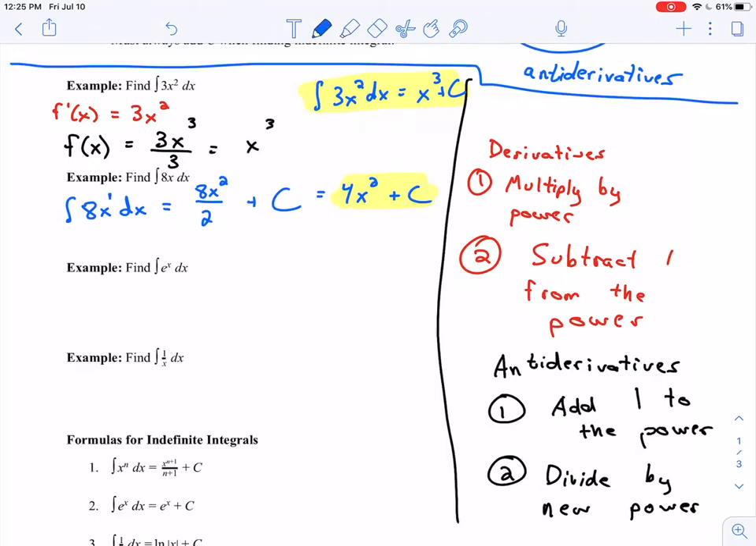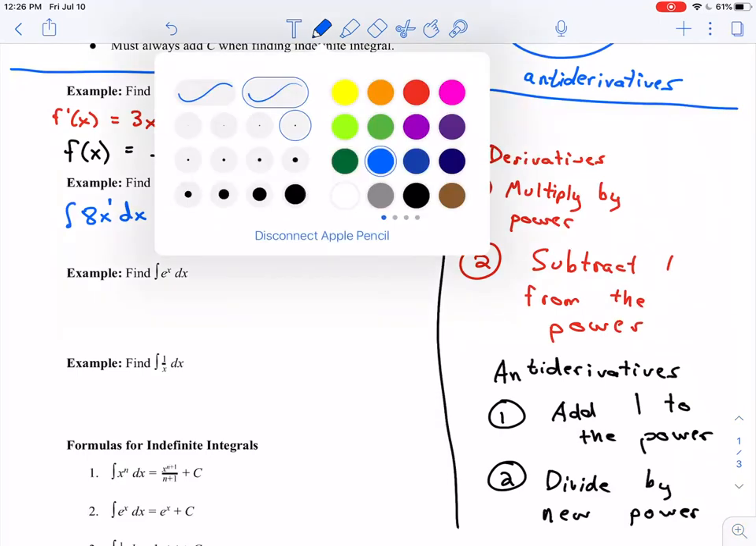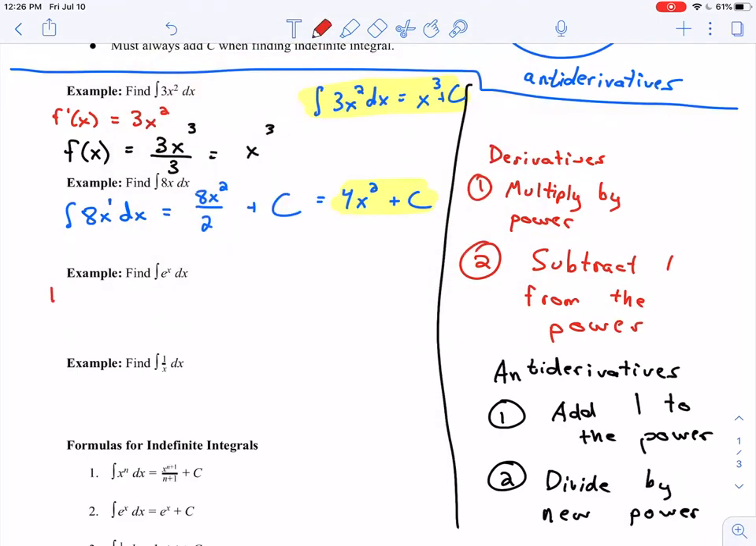The next couple are a little bit trickier. First, I want the antiderivative of e to the x dx. And for this, I need to think about, essentially I'm giving you a derivative again. So we say f prime of x is e to the x. I need a function whose derivative, when I take its derivative, I get back e to the x.